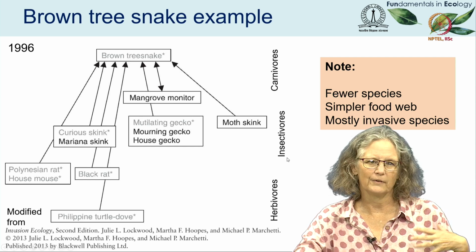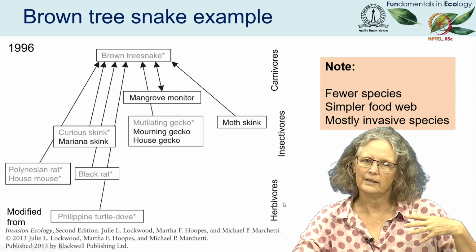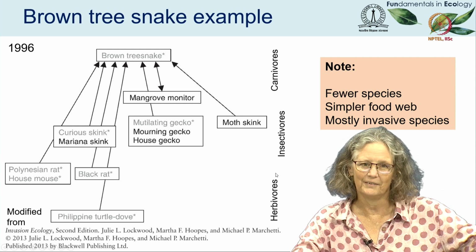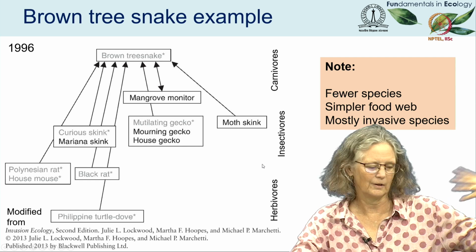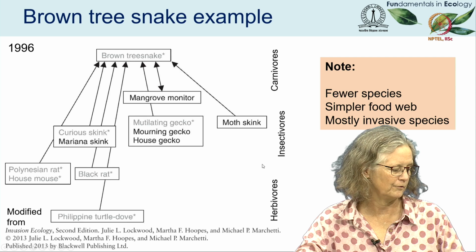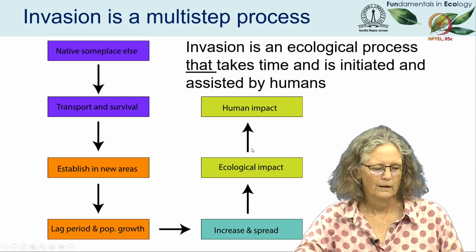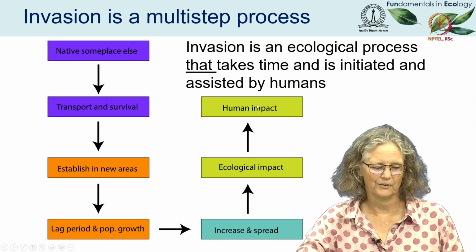So this is a classic example of the way in which an invasive species has an effect not just on one species, but throughout the community and the ecosystem. There are many examples of this. This is not a particularly surprising one.